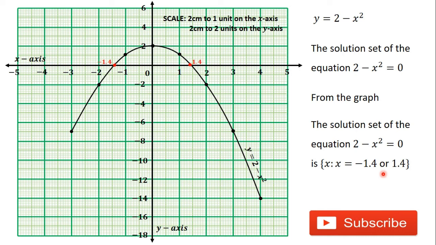We have learned how to use the graph of a quadratic function to find the roots, the solution, or the zeros of the quadratic equation formed by equating the function to 0. In the next video, we are going to learn how to use the graph of a quadratic function to find the turning point of the function.